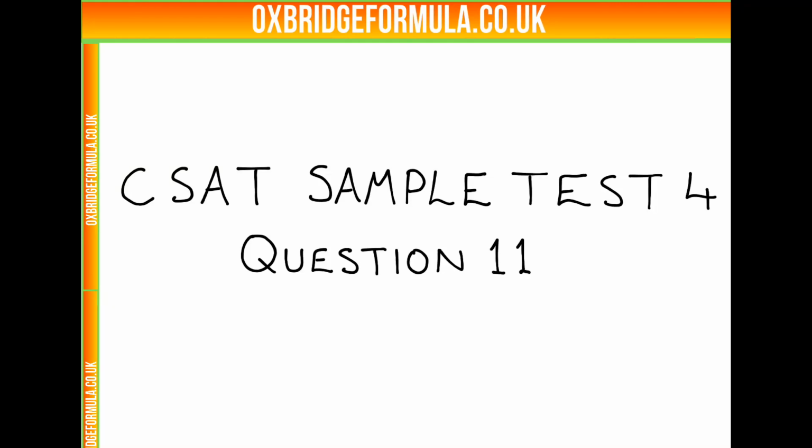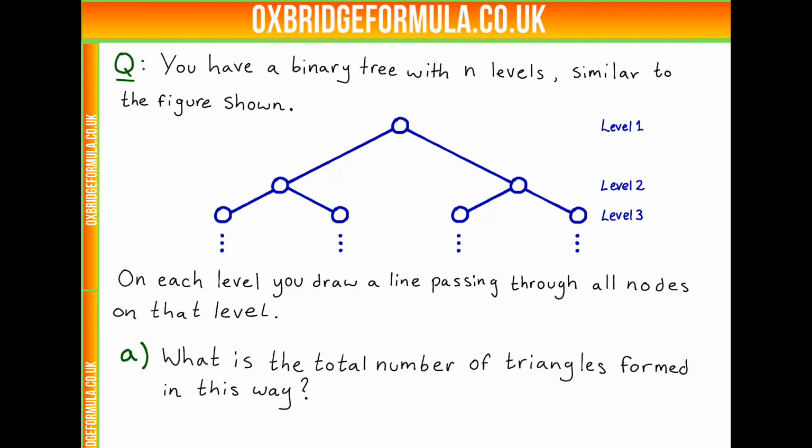This is CSAT Sample Test 4, Question 11. We are given a binary tree with n levels, as in this figure. On each level, we draw a line passing through all nodes on that level, horizontally, like this. Part A asks us what is the total number of triangles formed in this way.